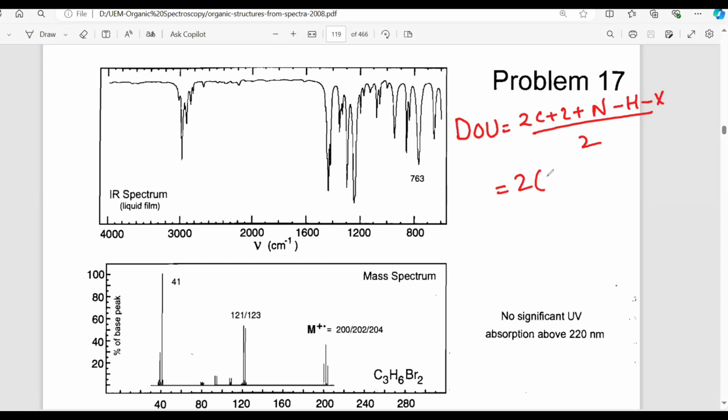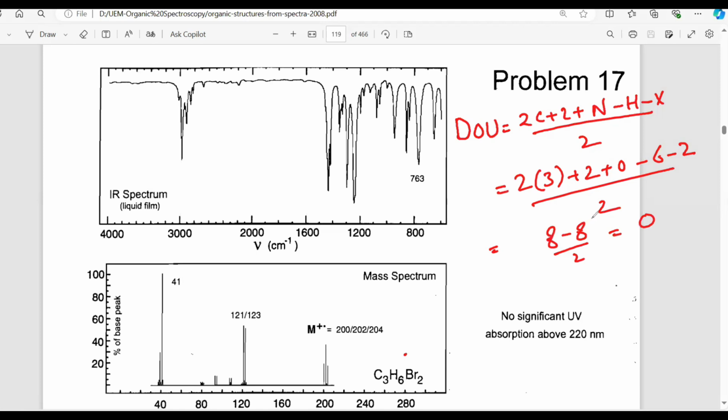How many carbon in the molecular formula? 3 carbon, plus 2 according to the formula. Is there any nitrogen? No, 0. How many hydrogen? 6 hydrogen. How many halogen? 2 halogen. Br2 is present, so 2 halogen, divided by 2. So simply put the value: 3 times 2, 6, 6 plus 2, 8, 8 minus 8, 8 minus 8 divided by 2, you will get 0.